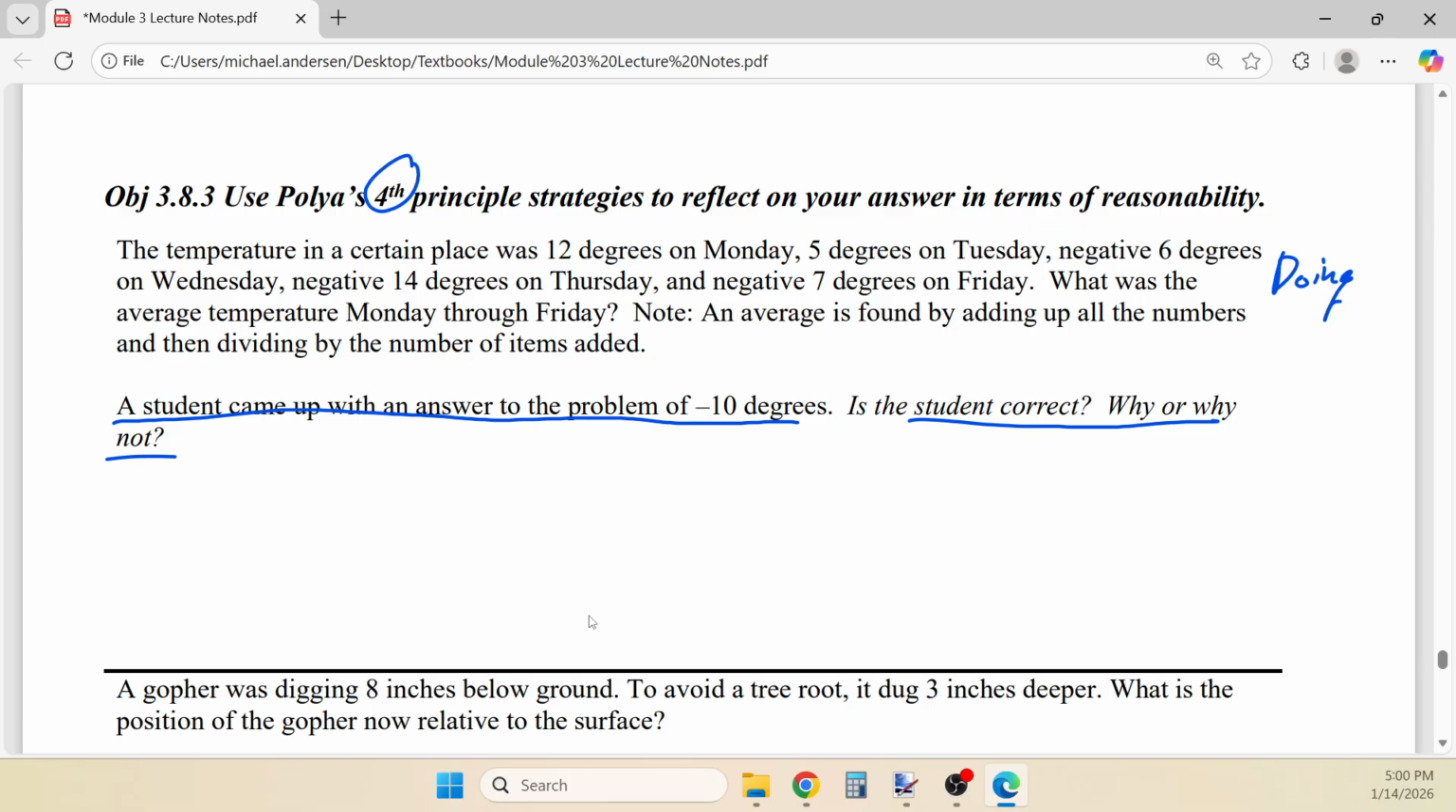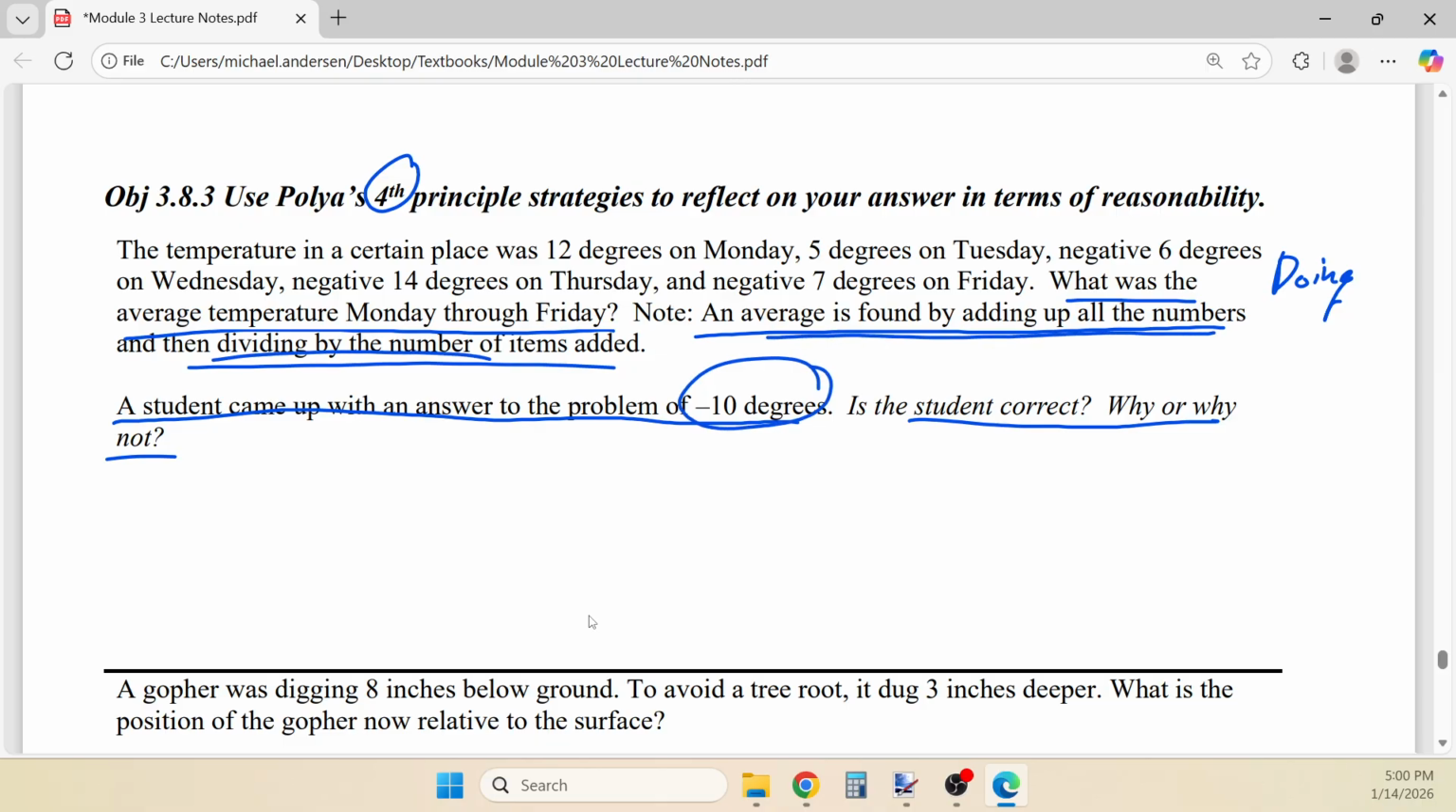Let's see what the question is. What was the average temperature Monday through Friday? Note average is found by adding up all the numbers, then dividing. So we need to see, they said -10 was the average. Average is by adding up the numbers, then dividing. So let's add up the numbers.